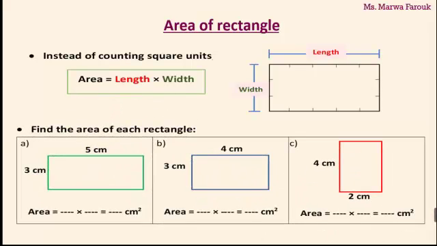Let's try examples. Find the area of each rectangle. Here I have a rectangle. The length is 5 centimeters and the width is 3 centimeters. So I'm going to say 5 times 3 equals 15 square centimeters. Okay, next one, 4 centimeters and 3 centimeters. The length is 4 and the width is 3. 4 times 3 equals 12 square centimeters. Here this rectangle, the length is 4 and the width is 2. So I'm going to multiply 4 times 2 equals 8 square centimeters.